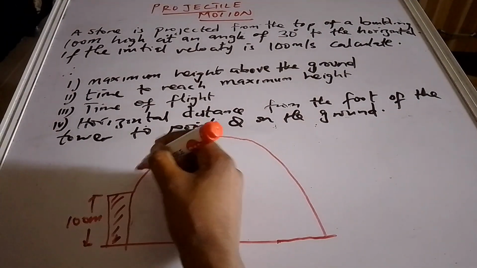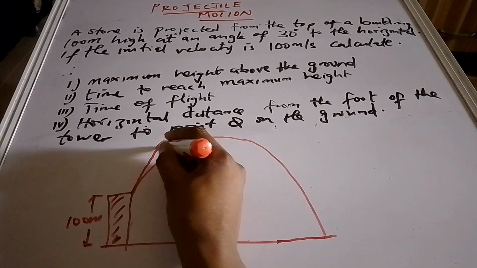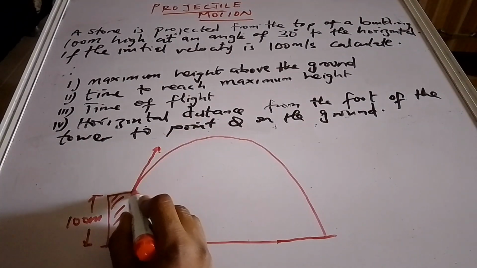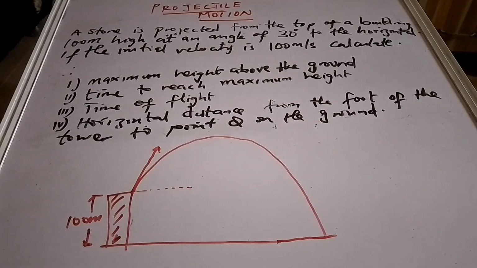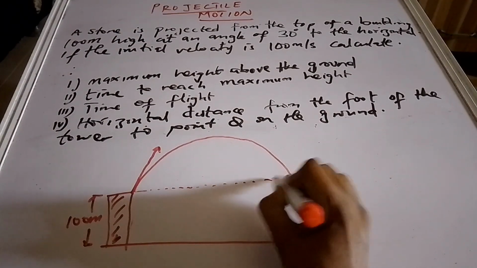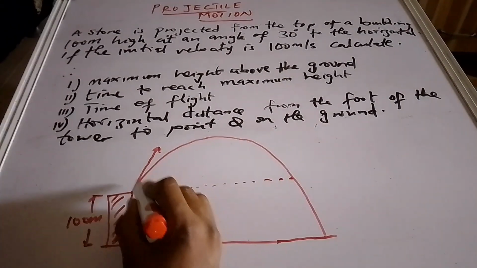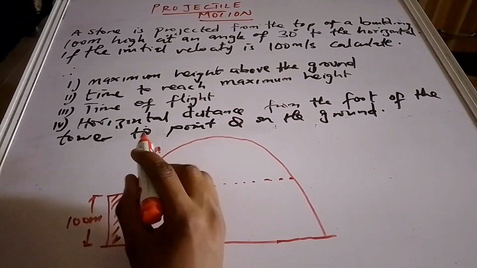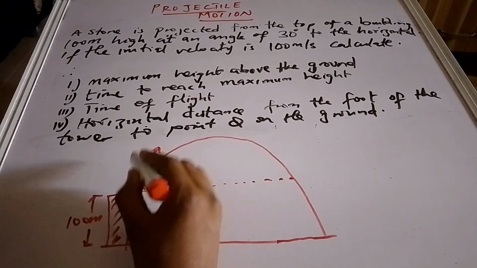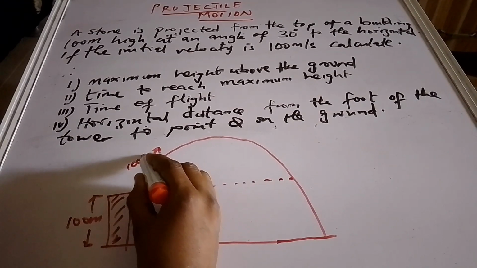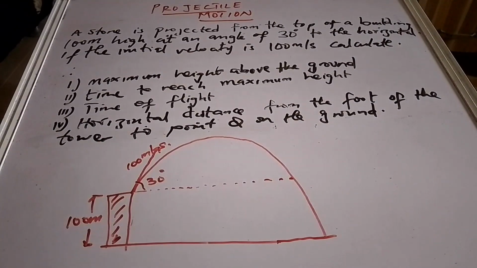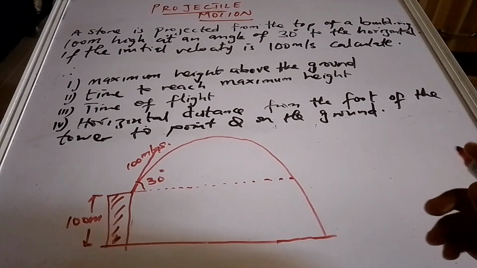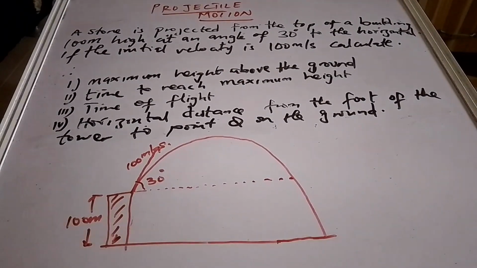And is projected at an angle of 30 degrees to the horizontal. So let's take this as our horizontal level. So it's at an angle of 30 degrees to the horizontal, and the initial velocity of the body is also 100 meter per second. So let's calculate the time taken, the maximum height reached above the ground.